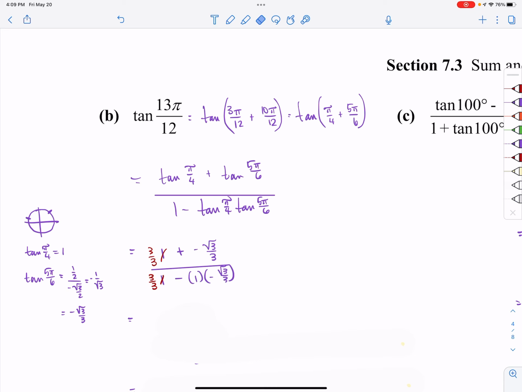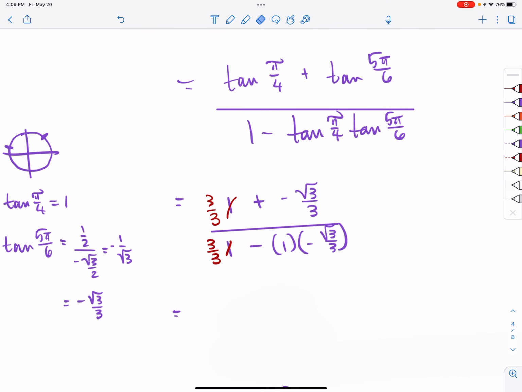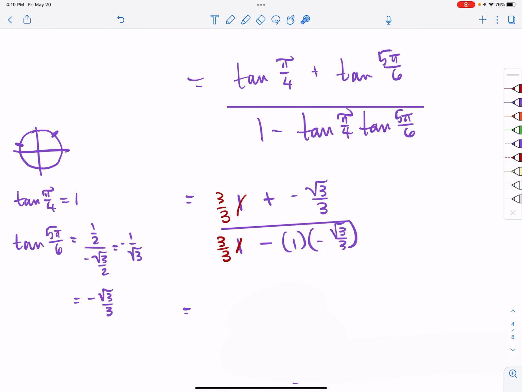All right, so now I have what I need to go ahead and plug into each of those. You'll notice here, let me zoom in. For the tan pi over 4s, I plugged in a 1, and for my tan 5 pi over 6s, I plugged in a negative root 3 over 3. Now, one thing that I want you to realize: it almost looks as though I've canceled out these ones. That did not happen. That would be illegal.